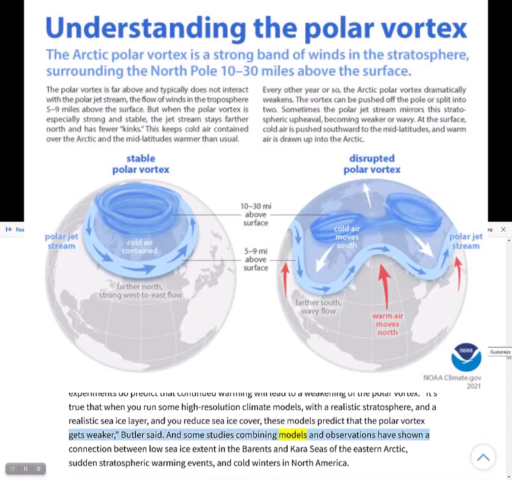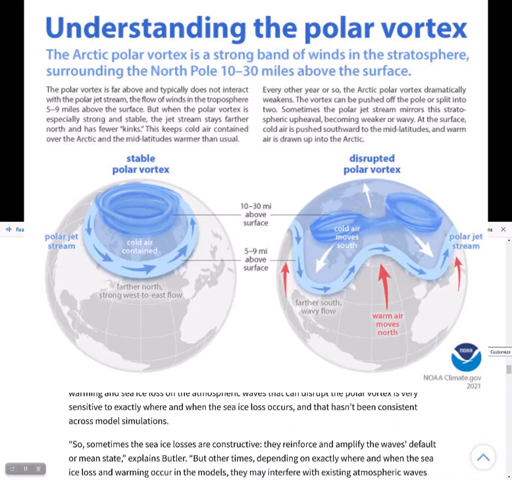And some studies combining models and observations have shown a connection between low sea ice extent in the Barents and Kara seas of the eastern Arctic, sudden stratospheric warming events, and cold winters in North America. At the same time, other model simulations predict that warming and sea ice loss will lead to a stronger polar vortex. Part of the reason for the disagreement is that the impact of Arctic surface warming and sea ice loss on the atmospheric waves that can disrupt the polar vortex is very sensitive to exactly where and when the sea ice loss occurs, and that hasn't been consistent across model simulations.